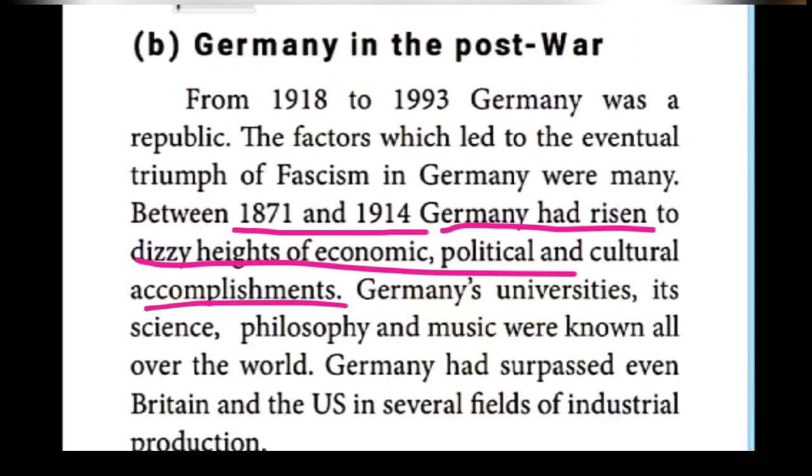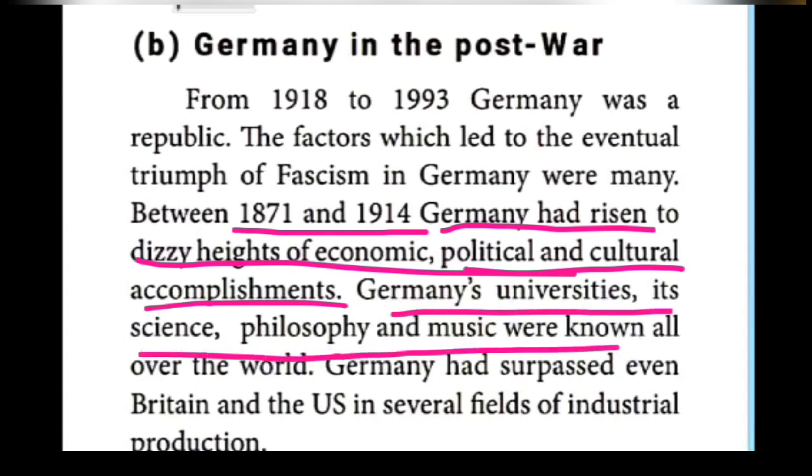Which country? Germany was developed in the field of economy, politics, culture and these fields. What is meant by accomplishments? Achievements, cultural achievements. Yes, people all over the world came to know about the German universities, its science, its philosophy and music. The majority of the world knows about German universities. They were developed that much in the education field also.